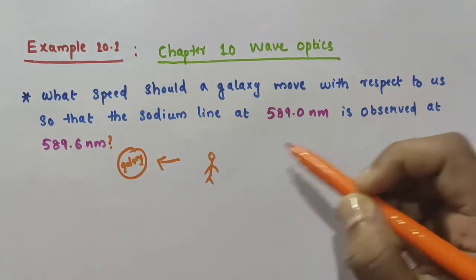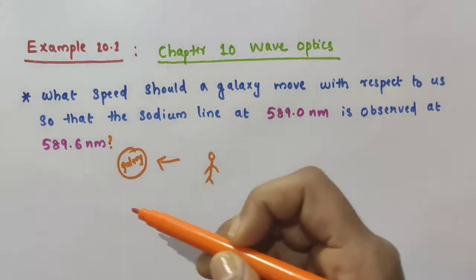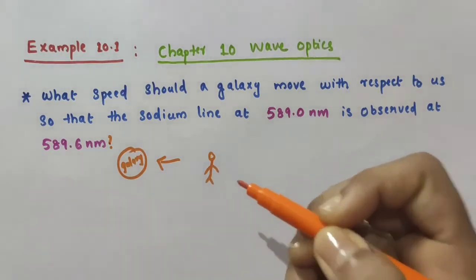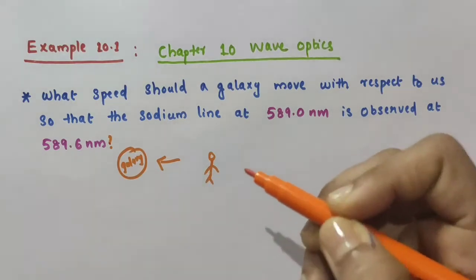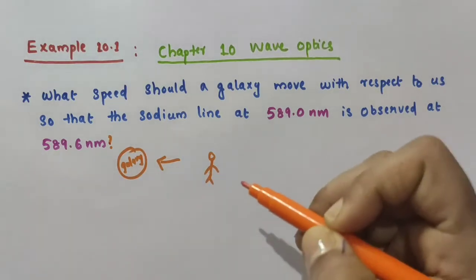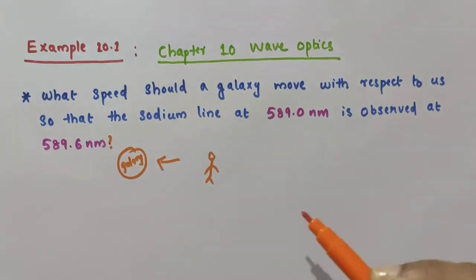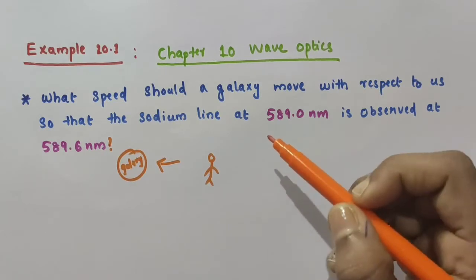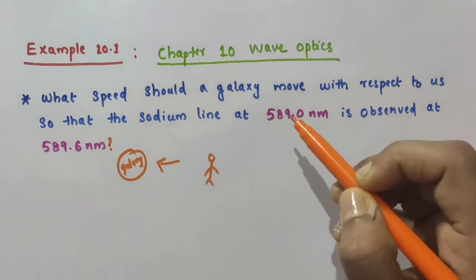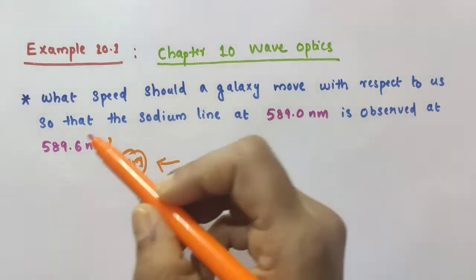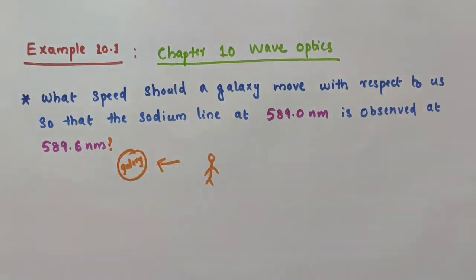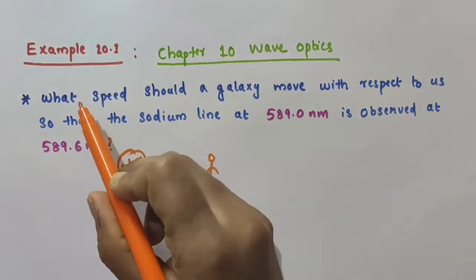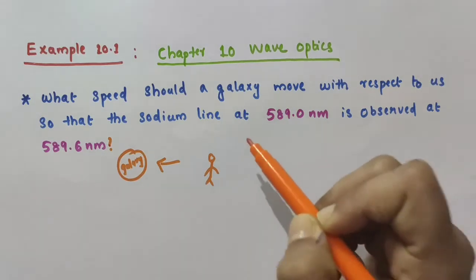Since the galaxy is moving away from us, according to Doppler effect, the wavelength increases, no? We discussed that when the source of light is moving away from the observer, the wavelength observed by the observer increases. So here, since the galaxy is moving away from us, the wavelength increases. It was first observed at 589.0 nanometer, but later observed at 589.6 nanometer. So what would be the speed of the galaxy? That is the question.